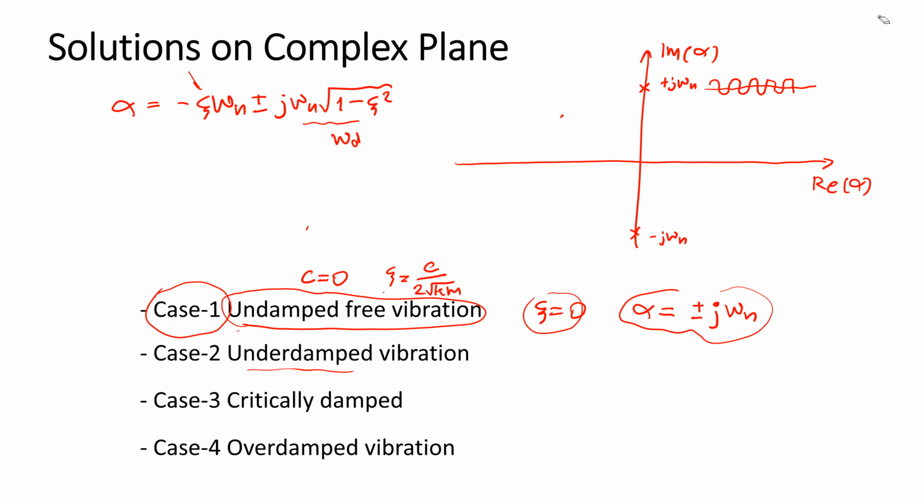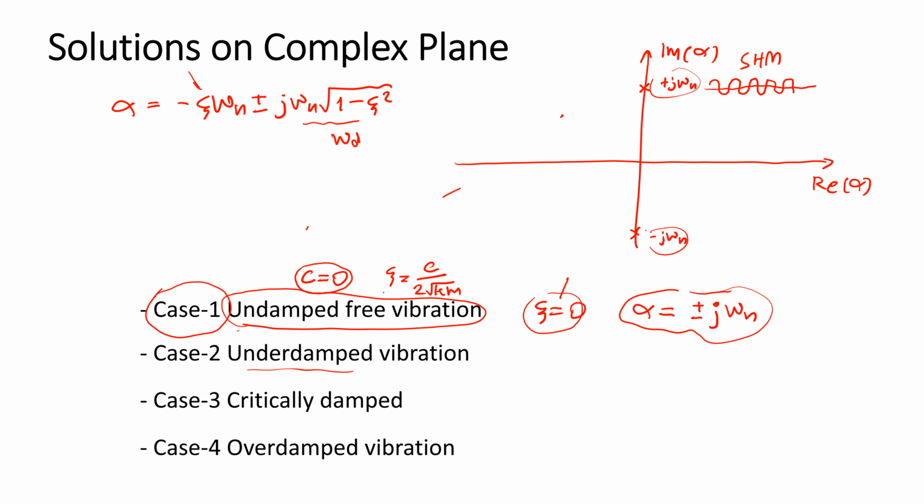Okay, thank you. Simple harmonic motion. So in the first case, the undamped case without the damper in the system, the damping ratio will be 0. And the root is only a complex conjugate with the real part being 0, and we're going to see the simple harmonic vibration.